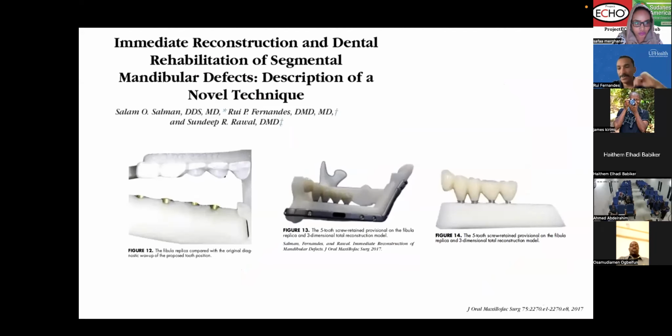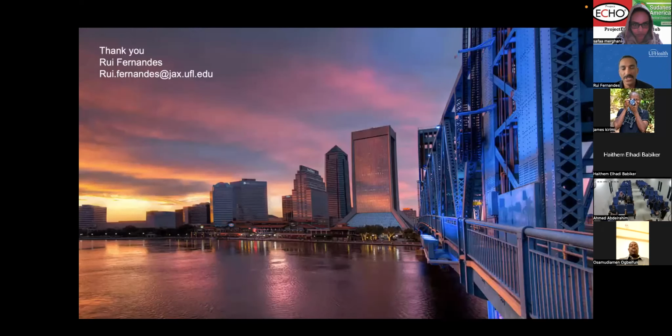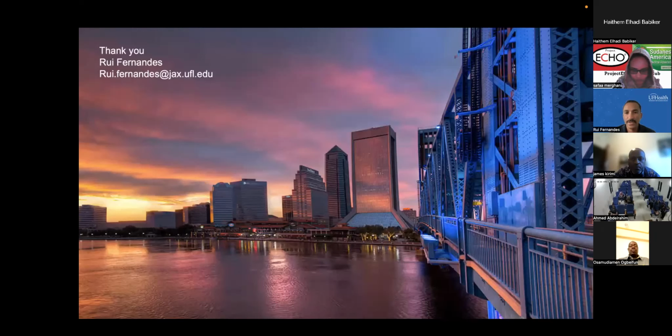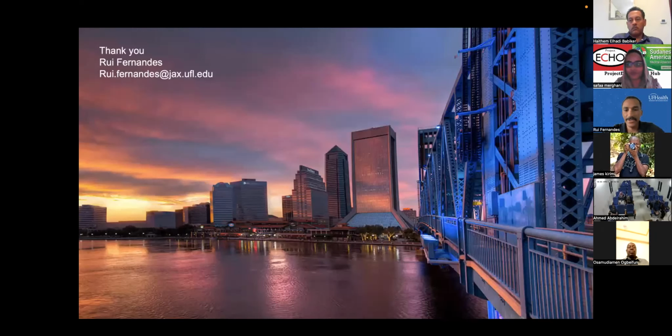So a little bit faster, but I think in the sake of time, this is just kind of showing you some of our approach in terms of mandibular reconstruction in a predictable fashion. So with that, I'll take any questions again.